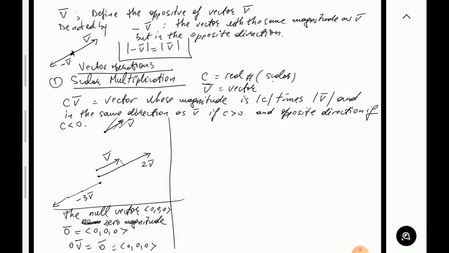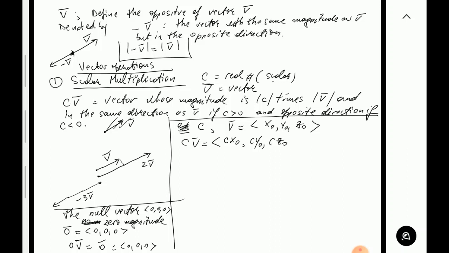Now, how do you actually define this? How do you compute the scalar product? Many operations with vectors are quite intuitive, and this is one of them. Not all of them are intuitive, but let's state the general rule. If we have a scalar C and a vector V of coordinates x naught, y naught, z naught, then CV will be the vector of coordinates cx naught, cy naught, cz naught. So each coordinate is multiplied by the scalar C.